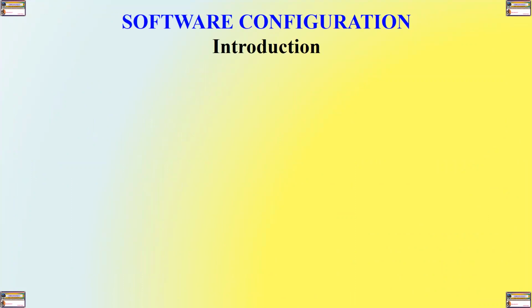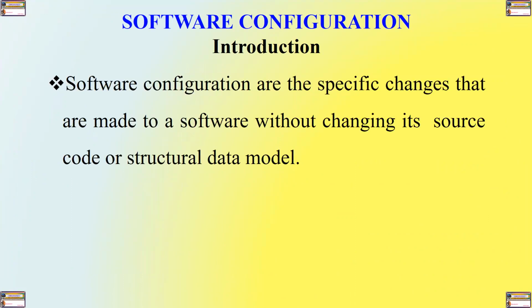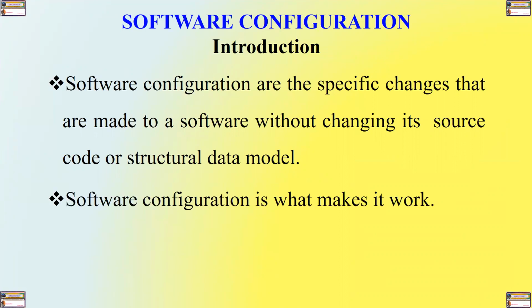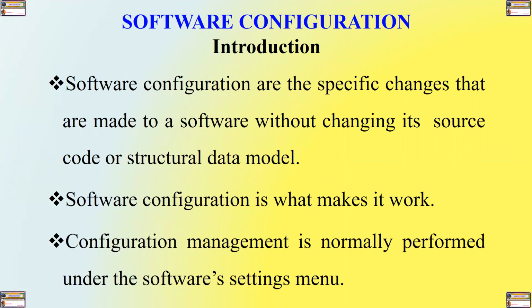Let's begin with the introduction. Software configuration refers to the specific changes made to software without changing its source code or structural data model. Software configuration is what makes the software work. Configuration management is normally performed under the software settings menu.